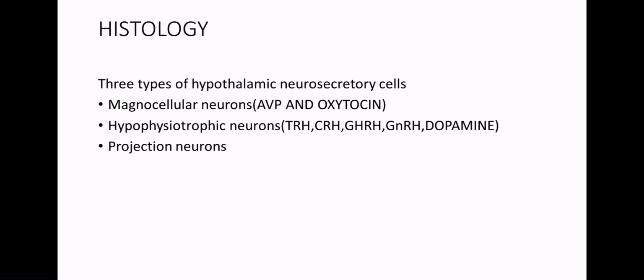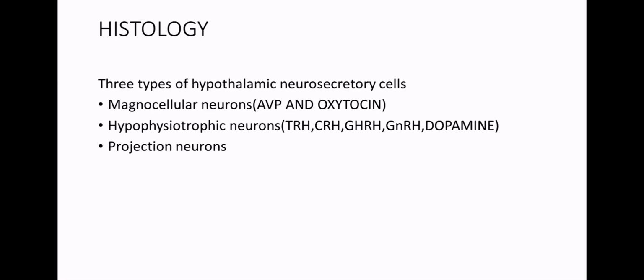what is the histology of the hypothalamic neurosecretory cells? There are three types of hypothalamic neurosecretory cells: the magnocellular neurons, whose cell bodies are located in the supraoptic or the paraventricular hypothalamic nucleus. They project their neuronal processes through the pituitary stalk to the posterior neural lobe, and the neurohormones are released from the nerve endings into the blood. These are arginine vasopressin and oxytocin.